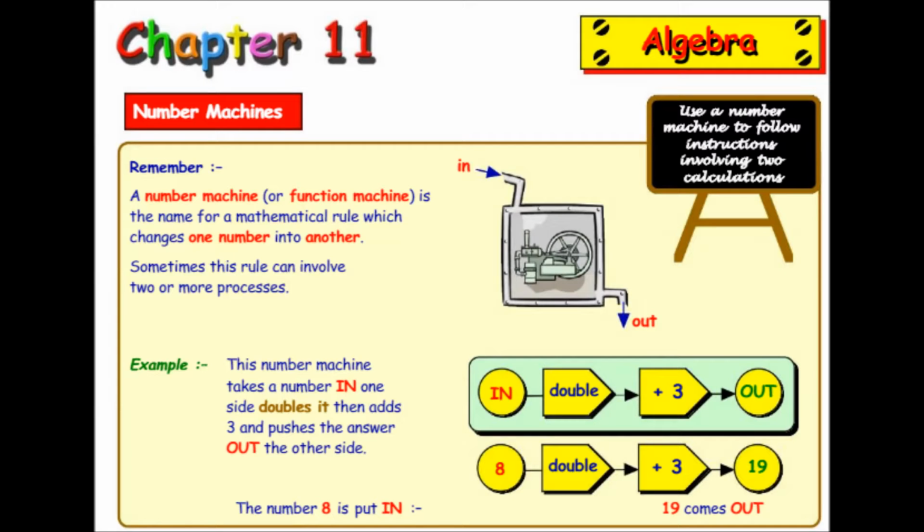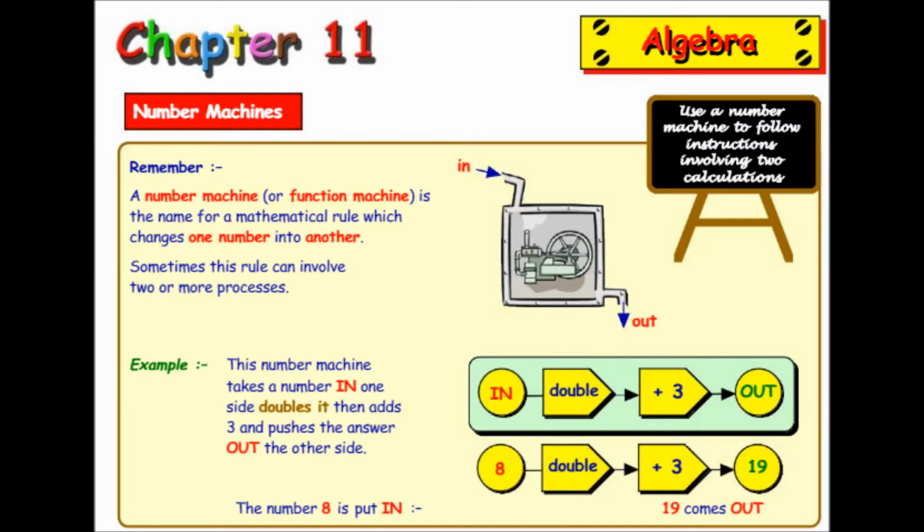Okay, so today what we're going to look at is chapter 11, and we're going to see how far we can get with algebra in chapter 11. It is going to get substantially trickier now. That's why it's really important that you understood what happened yesterday. So here we're on page 109, chapter 11, number machines.